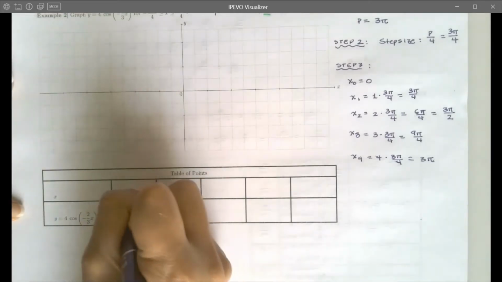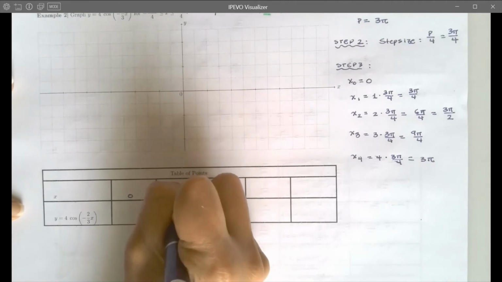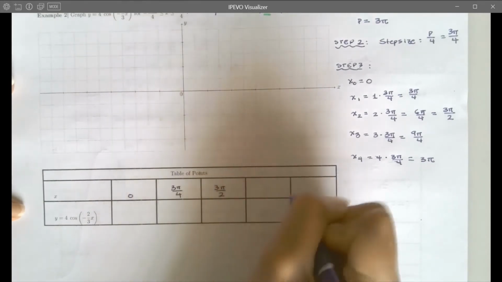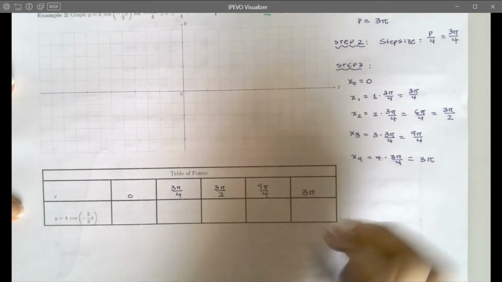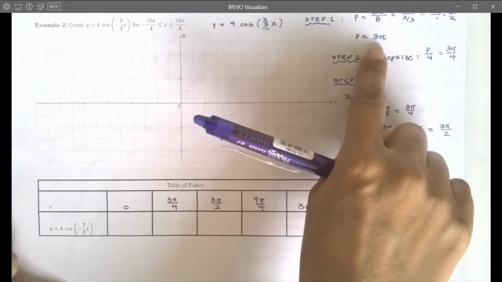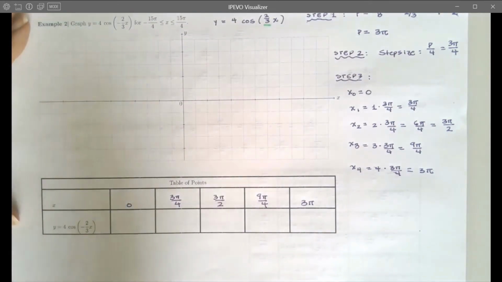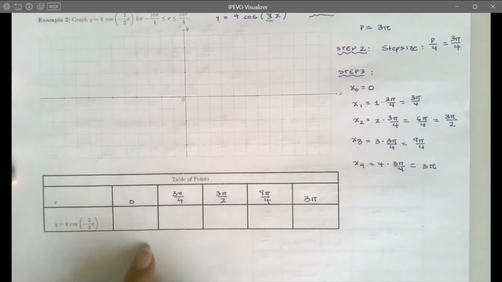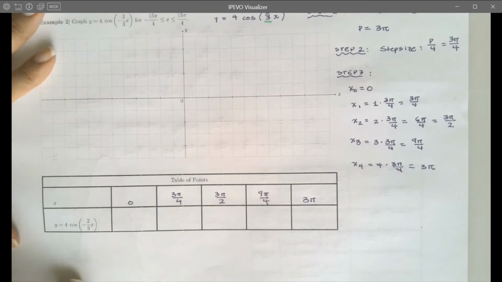Okay, so we'll transfer over those values. We'll have 0, 3 pi over 4, 3 pi over 2, 9 pi over 4, and 3 pi. These are all the quarters of the cycle. Notice the cycle is completed in 3 pi radians. So if we divide that by 4, we're getting the quarters of the cycle. And now what we have to do is take those values and plug them into the equation.